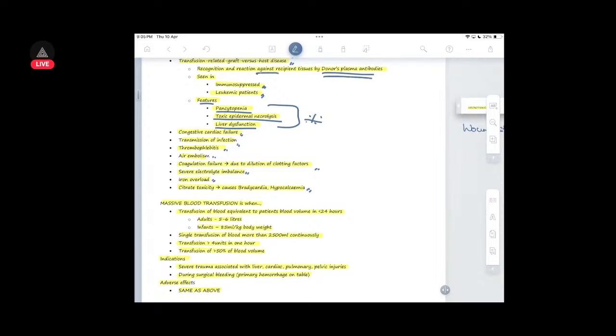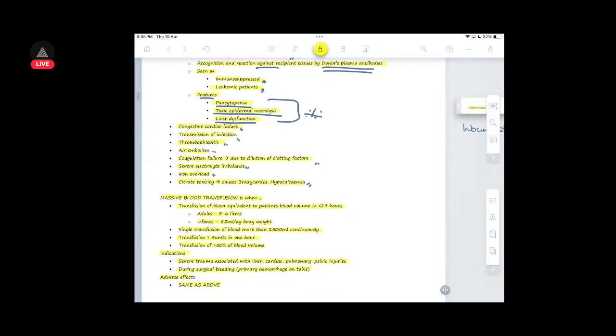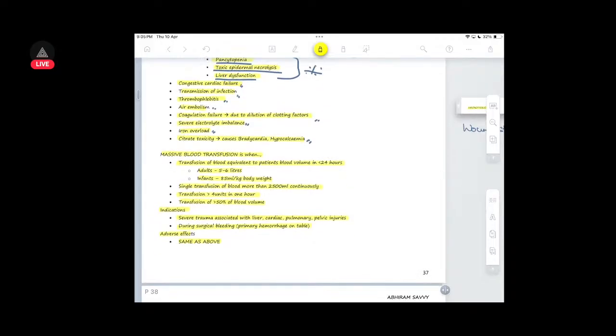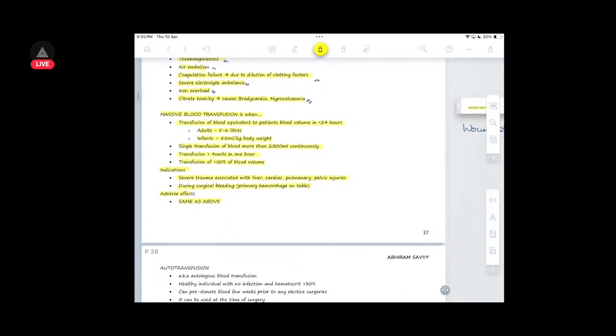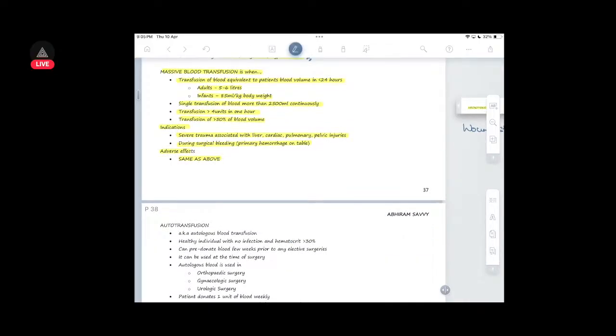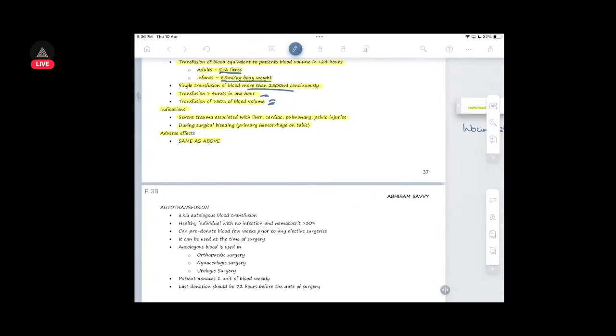Against recipient, donor plasma antibodies. Congestive cardiac failure, transmission of infection, thrombophlebitis, air embolism, coagulation failure, severe electrolyte imbalance. Okay. Massive blood transfusion is when 5 to 6 liters, 85 ml per kg body weight, more than 4 units, more than 50% volume. Severe, it is pelvic injuries, okay.